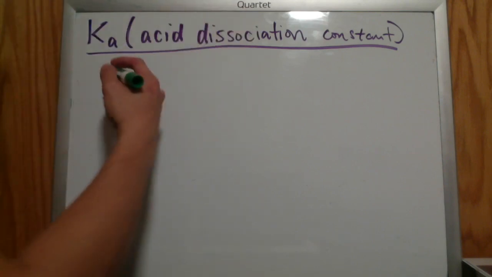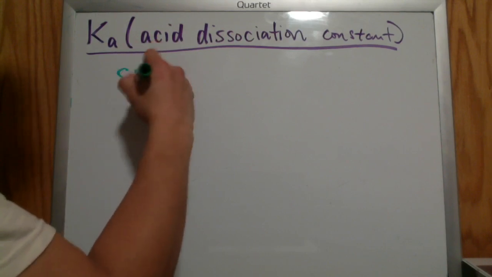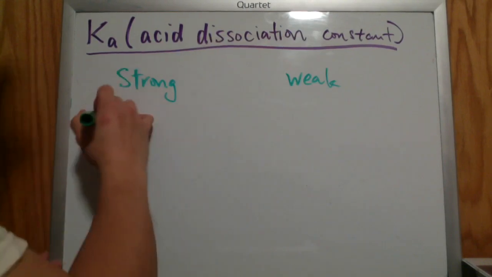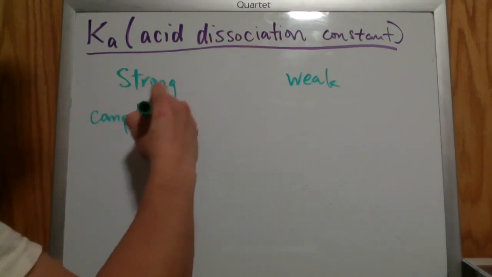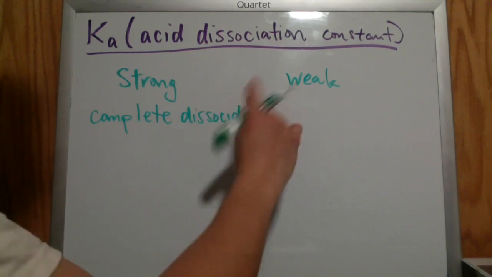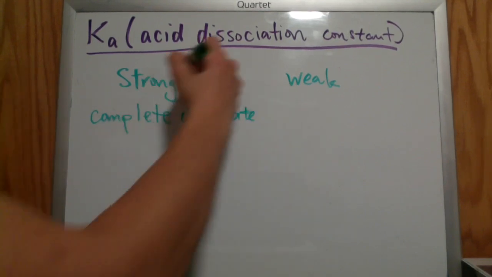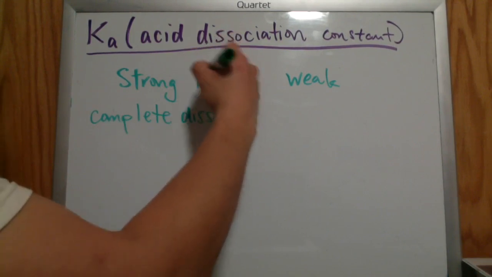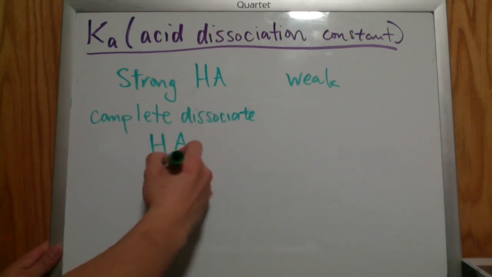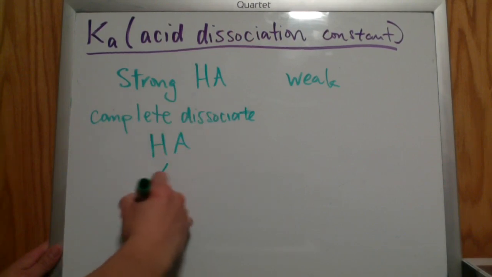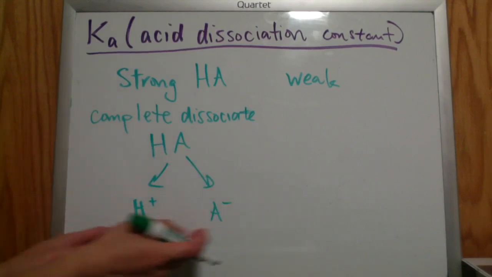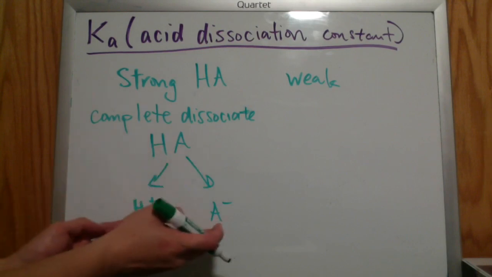Back in chapter 4, we talked about strong acids and we talked about weak acids. And if you remember from before, strong acids completely dissociate or completely ionize. So they split up into their ions. So if we take a look here, if we have a strong acid, like maybe HA, then that means that the HA will completely split into H plus ions and A minus ions in equal proportions based on the mole ratio, 1 to 1.